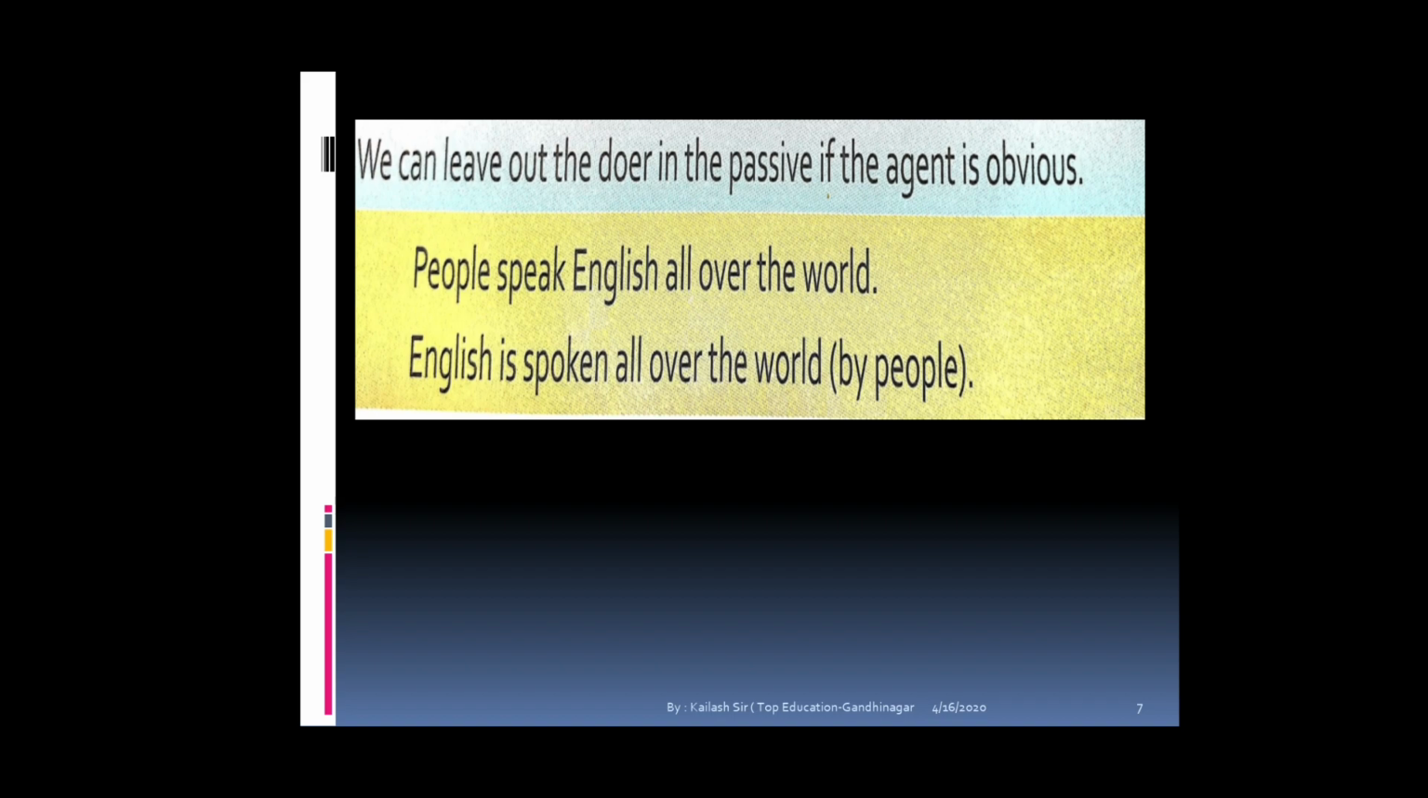Now this is one sentence given: people speak English all over the world. People, it is understood who will speak; animals can't speak, people can speak. So people is understood, but what is important is that English is spoken all over the world. So we stress upon that part and remove people because it is understood. Thus the passive form is used here in an important way. English is spoken all over the world, and by people, which was the subject, is omitted.